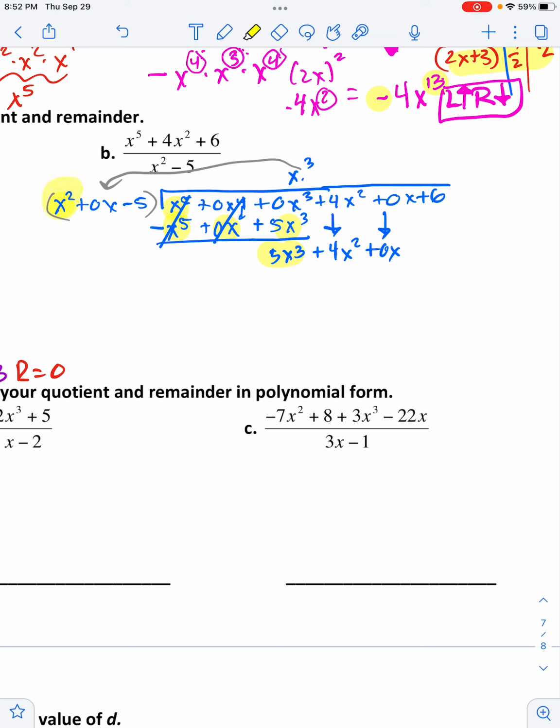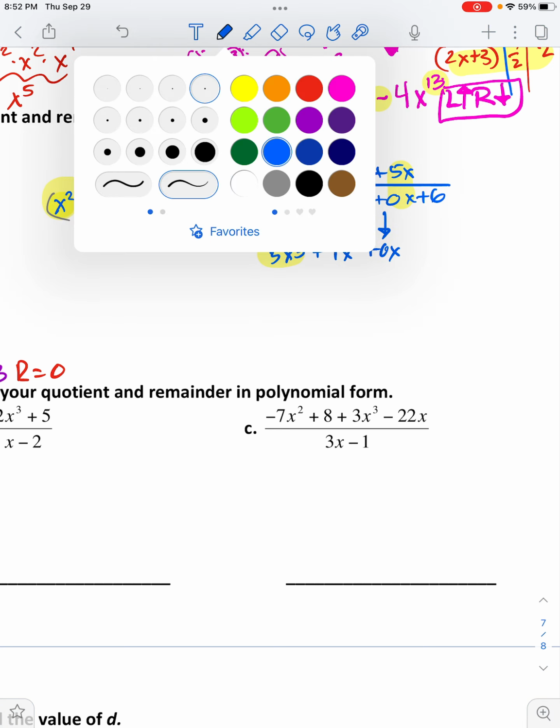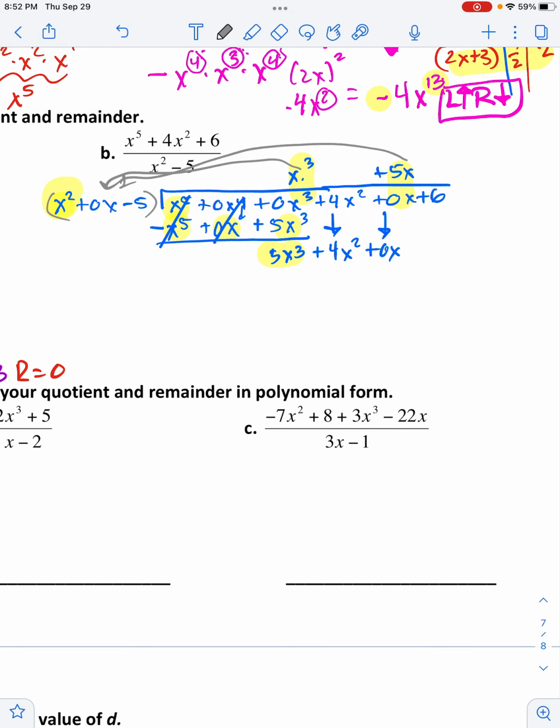How do I make this x squared into a 5x cubed? And the answer is to multiply it by 5x. I like to line my stuff up. So these were plain x's, x cubes. It helps me kind of figure out when I'm done because I get to the end of my division row. Okay, now I'm going to multiply this 5x on the top times everything over here. When I do, 5x times x squared, 5x times 0x, and 5x times negative 5.